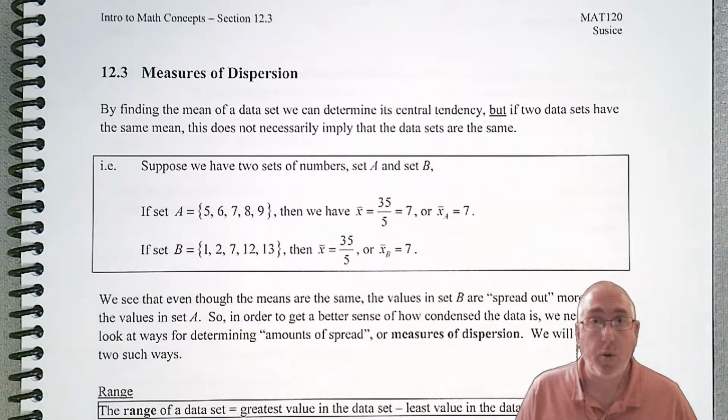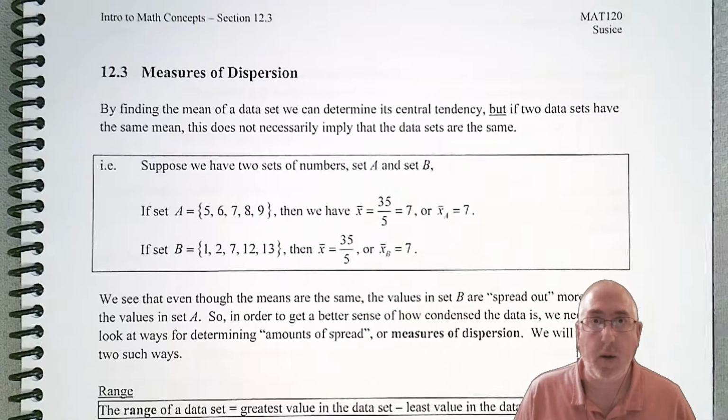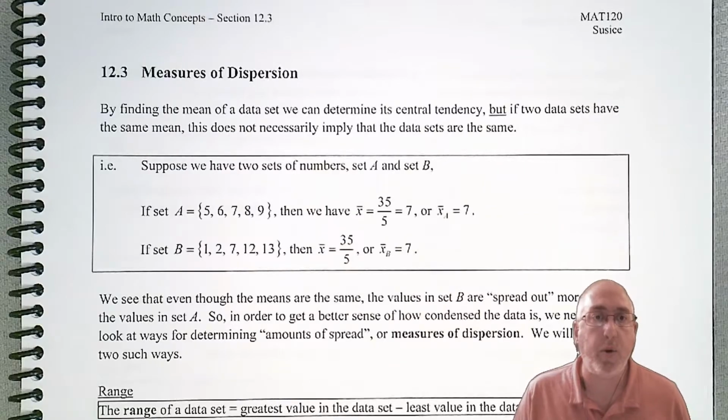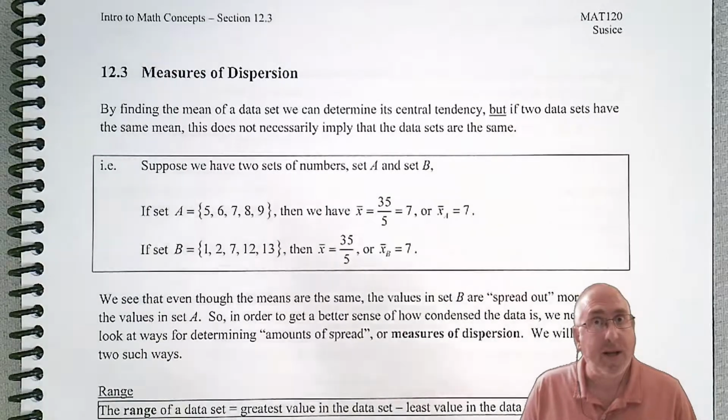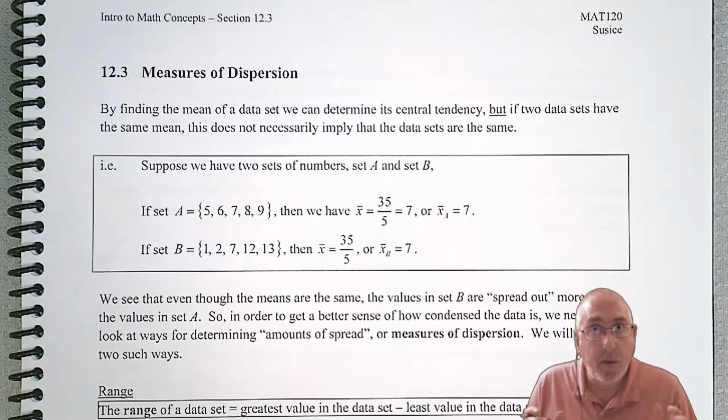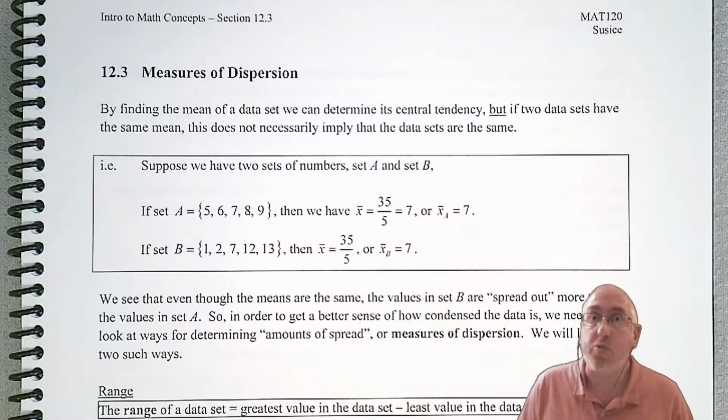Howdy folks, we're back and now looking at section 12.3, measures of dispersion. In the last section we talked about measures of central tendency, where we're looking at where the middle of the data is. Now we're looking at how we can measure how dispersed or spread out the data is.